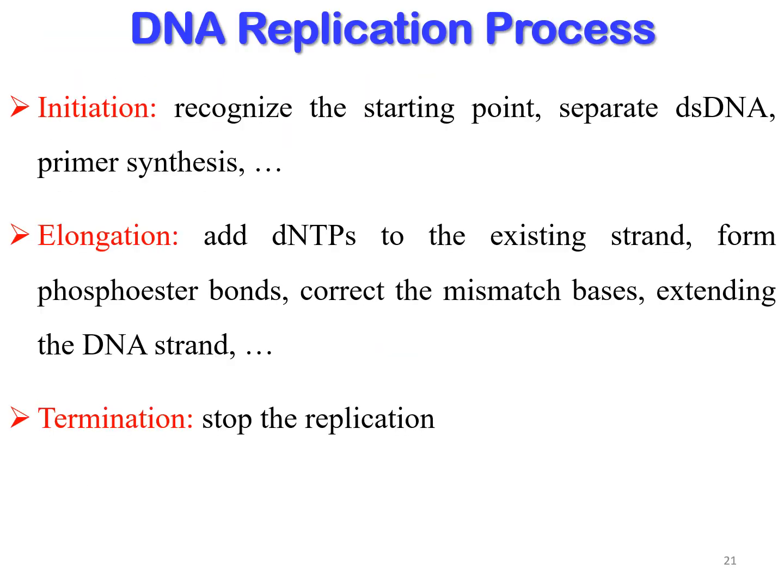So the DNA replication process has 3 steps. Initiation, which can be recognized as the starting point, means separating the double-stranded DNA and primer synthesis. Elongation means extending the existing strand by forming phosphodiester bonds, correcting mismatched bases, and extending the DNA strand. Termination means simply stopping replication.